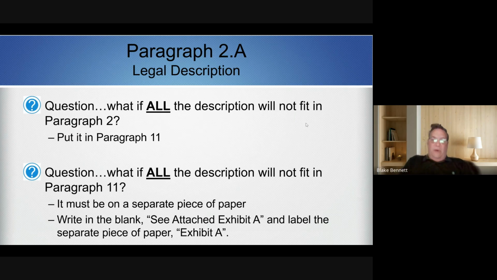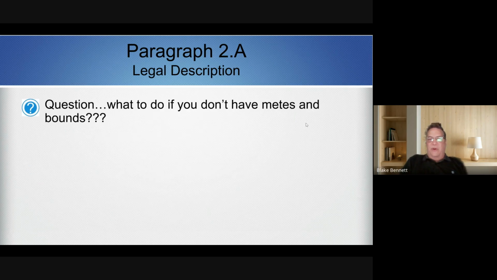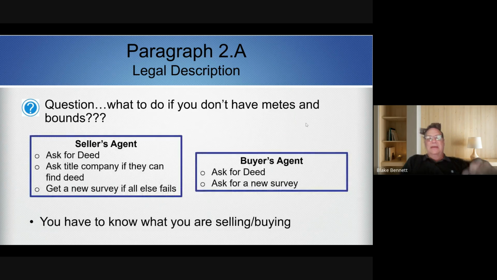So again, you're going to want to get the legal descriptions if you're working with farm and ranch. If you don't have the metes and bounds, well, ask for the deed if you're the seller's agent. You can ask the title company. Maybe they'll be able to find the deed to get the metes and bounds. If all else fails, get a new survey. For the buyer's agent, ask for the deed or ask for a new survey. You have to know what you're buying and what you're selling. Huge problems can occur if you don't know exactly what it is that you're buying or selling.